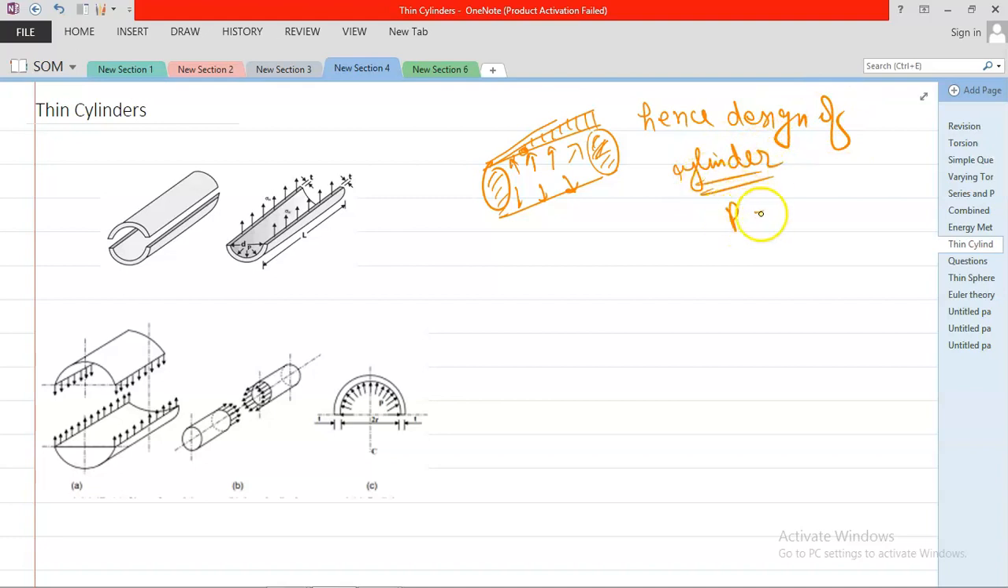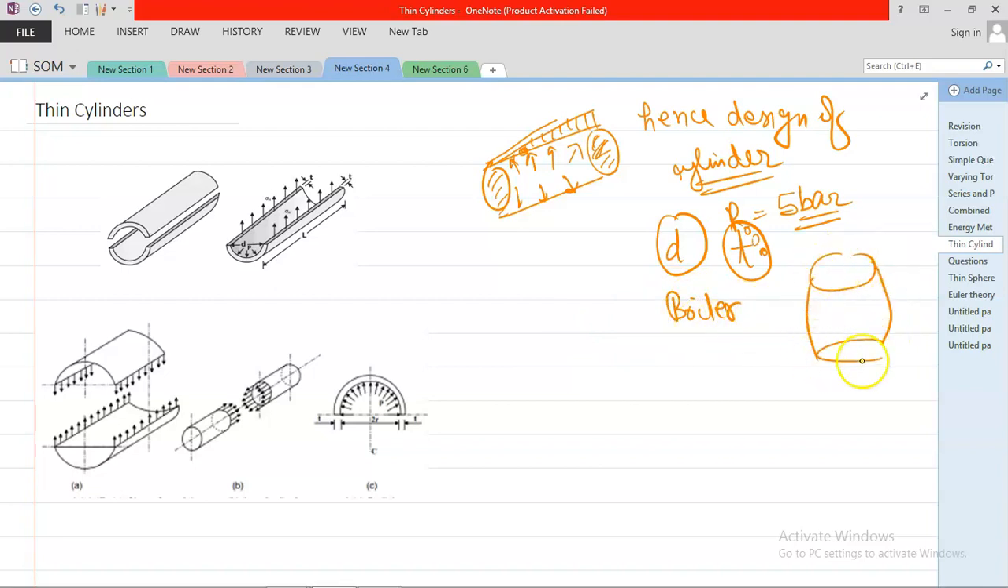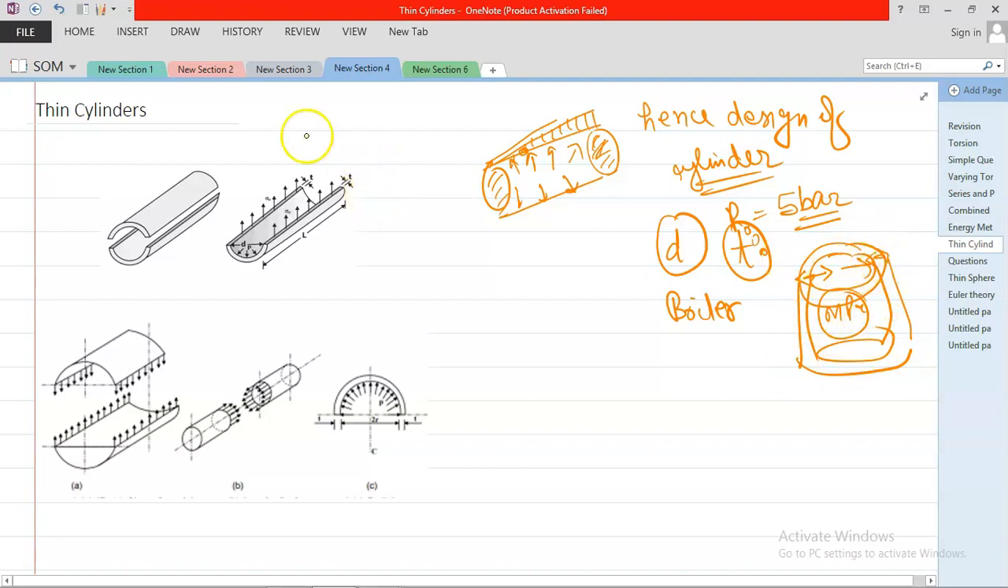Hence, design of a cylinder means how much the dimension would be, how much the diameter would be, how much the thickness would be to take that load. I hope everyone has seen a boiler. In a boiler, they have a chamber like this, and the inside pressure is in megapascal. Now we need to design the thickness of the wall and the diameter so that it will not burst out. That design comes in your GATE course, where thin cylinders are there. So we are going to design the thin cylinders.